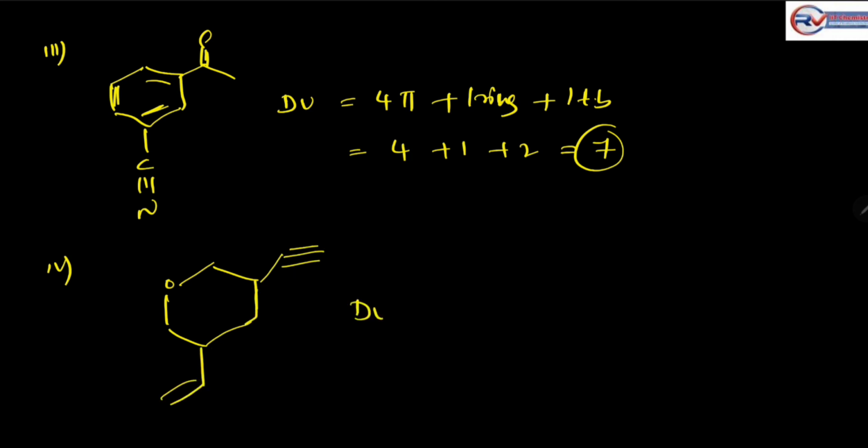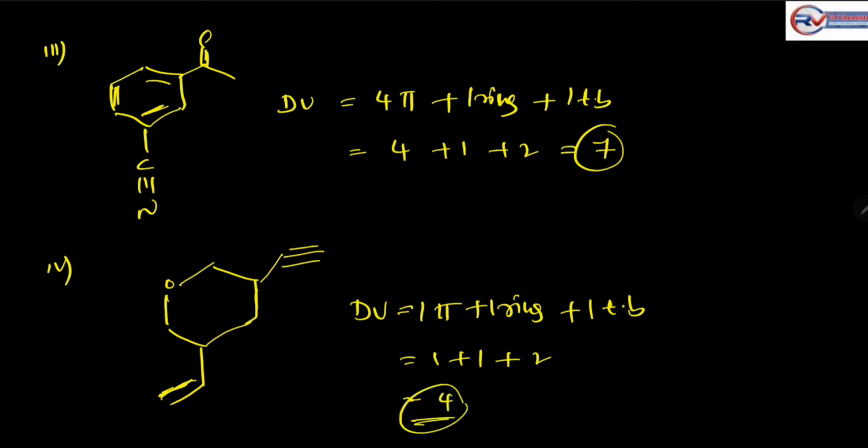Now DU is equal to the number of pi bonds, only 1 pi bond, 1 ring, and 1 triple bond. 1 plus 1, and 1 triple bond means 2. 1 plus 1 is 2, 2 plus 2 is 4. Its DU is equal to 4. This is the structure based DU calculation method. Next, based on molecular formula.